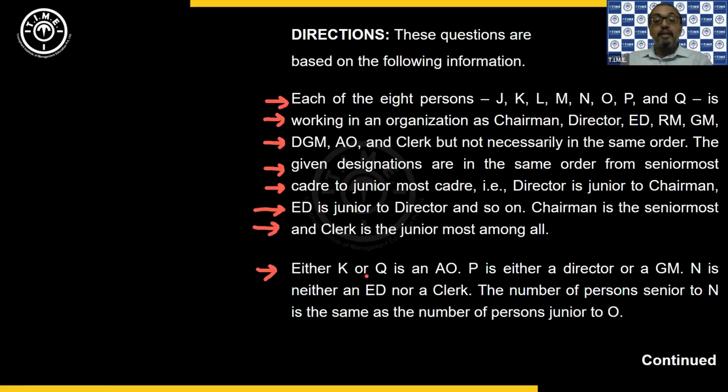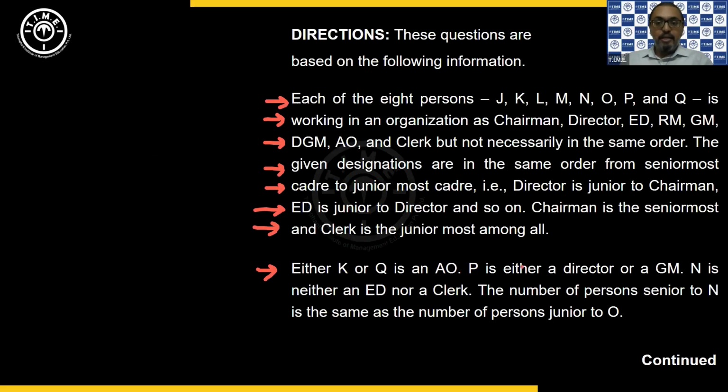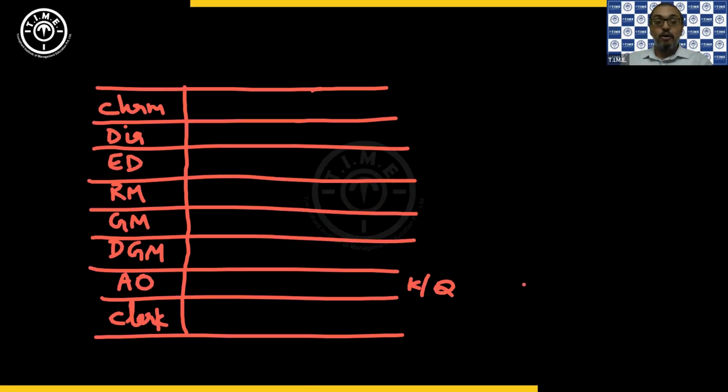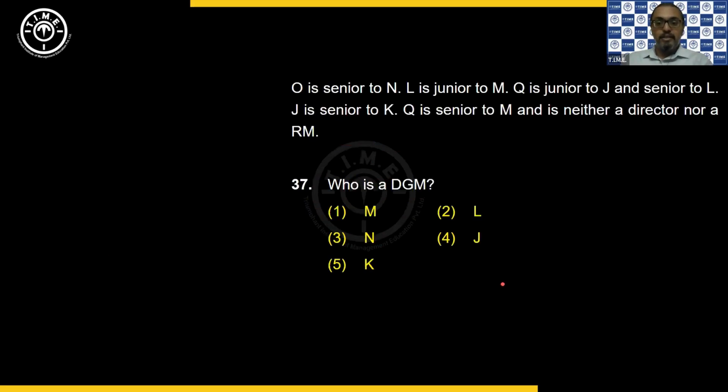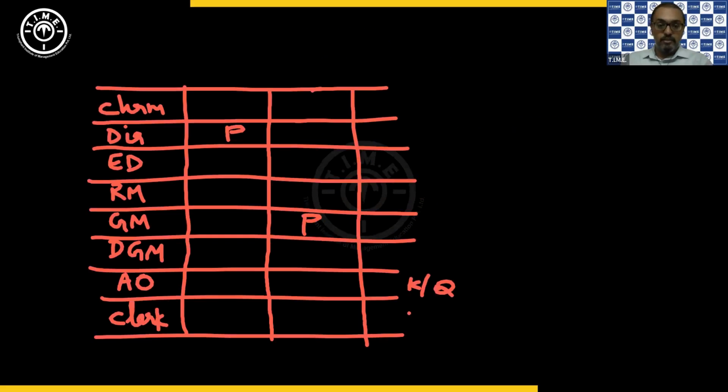Now he says either K or Q is an AO. So for AO, it is going to be either K or Q. One among these two will be given as AO. We'll come to that. Then P is either a director or a GM. So in one case, you can fix P as a director, and in the other case, you can fix P as a GM. Correct? Then N is neither an ED nor clerk.